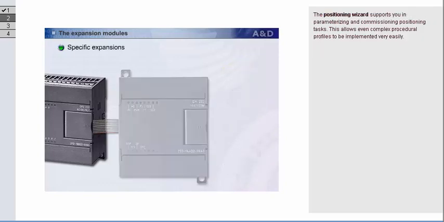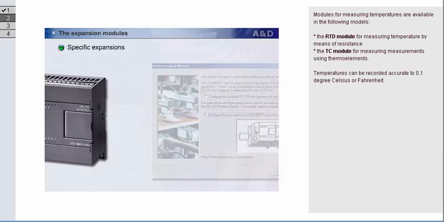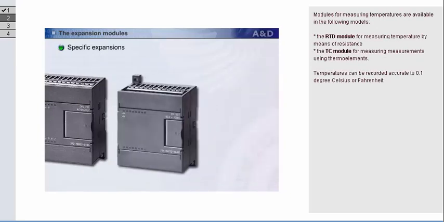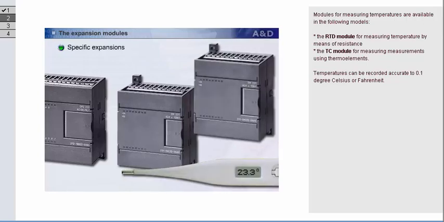The positioning wizard supports you in parameterizing and commissioning positioning tasks. This allows even complex procedural profiles to be implemented very easily. Modules for measuring temperatures are available in the following models: the RTD module for measuring temperature by means of resistance, the TC module for measuring using thermo-elements. Temperatures can be recorded accurate to 0.1 degrees Celsius or Fahrenheit.